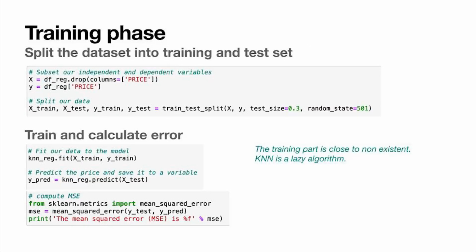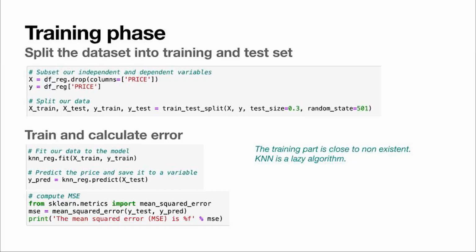Now that you have loaded your data set and initialized your model, the training phase is the next part. To be honest, the training phase is close to non-existent because KNN is a lazy algorithm. It doesn't like to do a lot of hard work. KNN is like that student who doesn't study the whole year, and when the exams come and he really has to give some output, he studies on the last night. Regardless of the training phase, you have to split the data set into training set and test set. The training set is the part of the data set where you actually do the training.